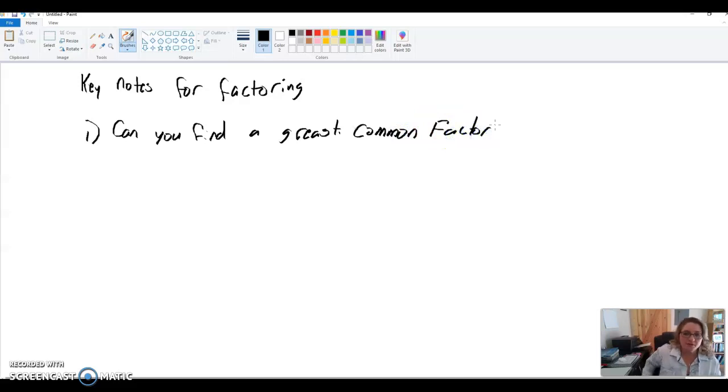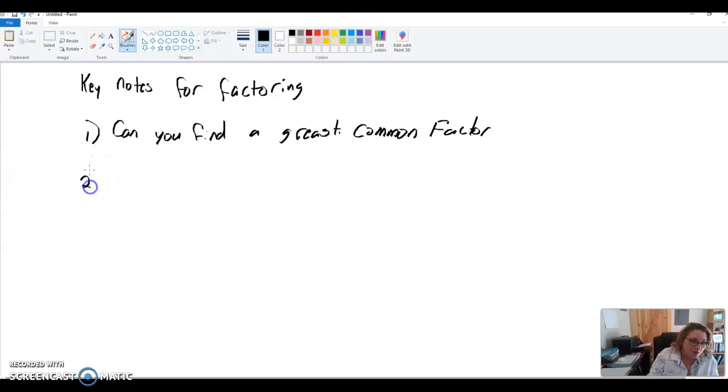And the reason why you always want to do that greatest common factor is if you can find one of those, you can pull it to the outside, and then it's going to make all of your factoring become a lot less complicated, and it just takes out that one layer. Okay, so you always want to see if you can factor out a greatest common factor.